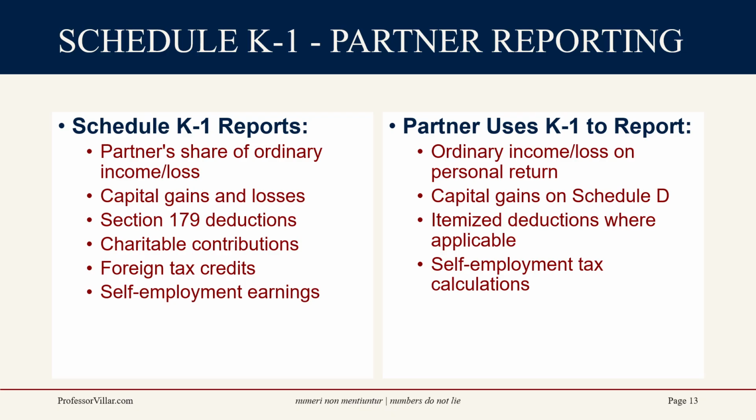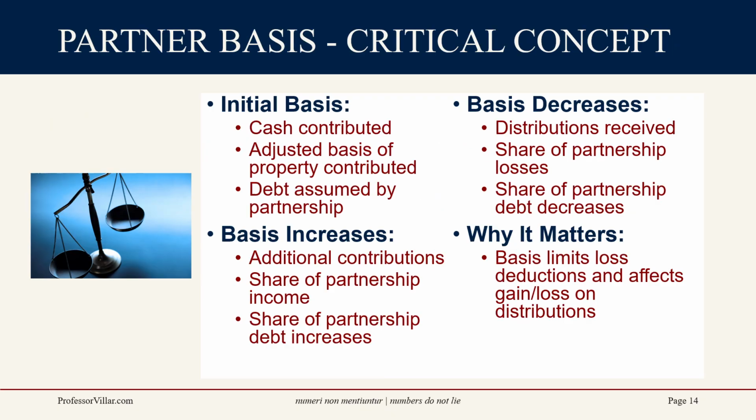Ordinary income goes on the 1040, capital gains go on the 1040 Schedule D, etc. For general partners, any share of partnership income is also going to be subject to self-employment tax. The K-1 can be very complex, which is why many partners will ultimately need professional help with their personal tax returns.